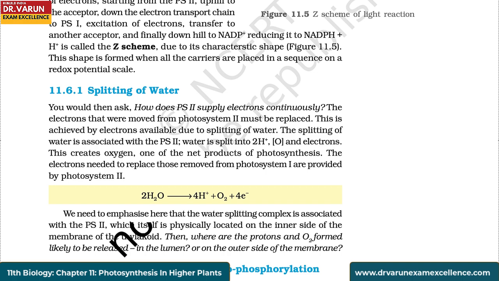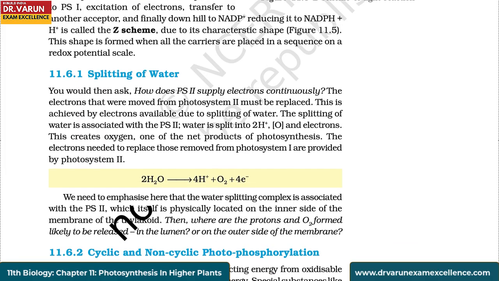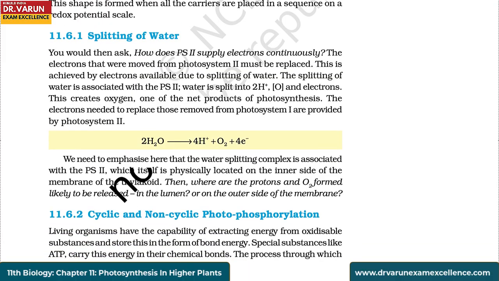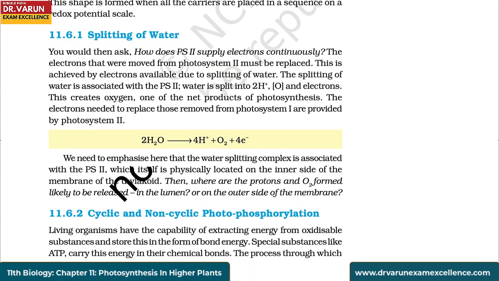Splitting of water. You would then ask, how does PS2 supply electrons continuously? The electrons that were moved from PS2 must be replaced. This is achieved by electrons available due to splitting of water. The splitting of water is associated with the PS2. Water is split into two H+, oxygen and electrons.